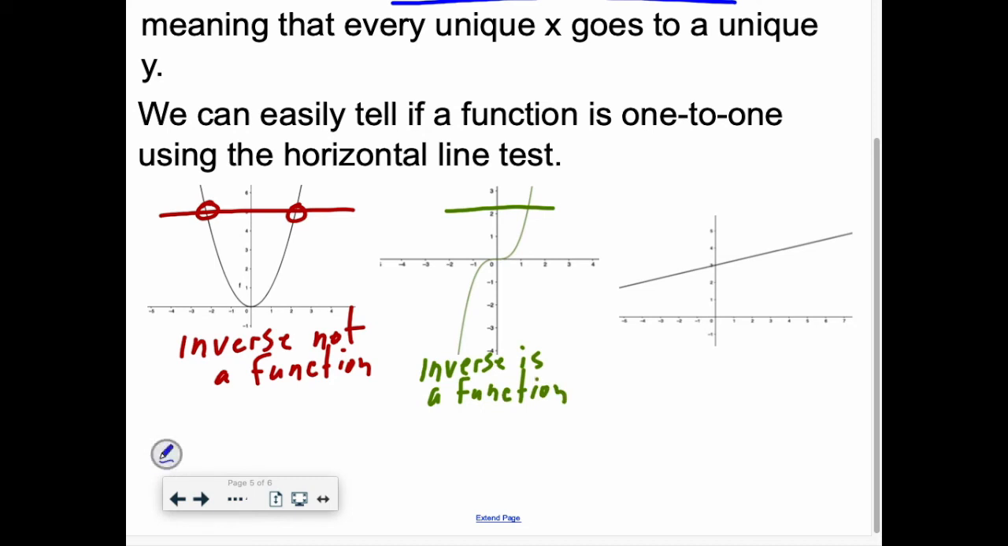And the same thing here with our linear. No matter where I put this horizontal line, it's only going to cross the linear once. So that means the inverse is a function.